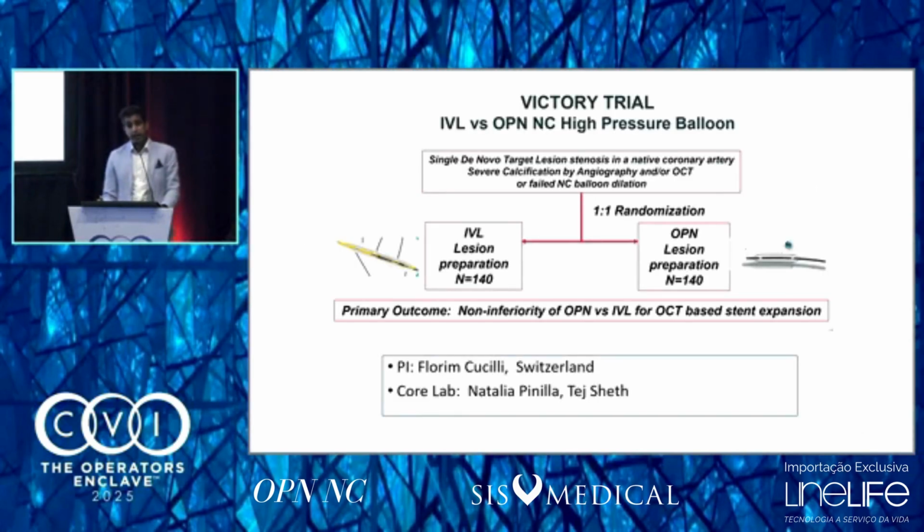Finally, this is the design of the Victory trial. The PI is Florim Cuculi from Switzerland, as well as Matthias Pasarad, one of our former fellows. Our institute at PHRI McMaster is the Angiographic and OCT Core Lab, and we've actually randomized 260 out of the 280 patients. I am hopeful that we may be able to present this at TCT as a late-breaking clinical trial. And the primary outcome is OCT-based stent expansion, so every patient is imaged in this trial, and it's a non-inferiority trial comparing OPN versus IVL. Thank you.